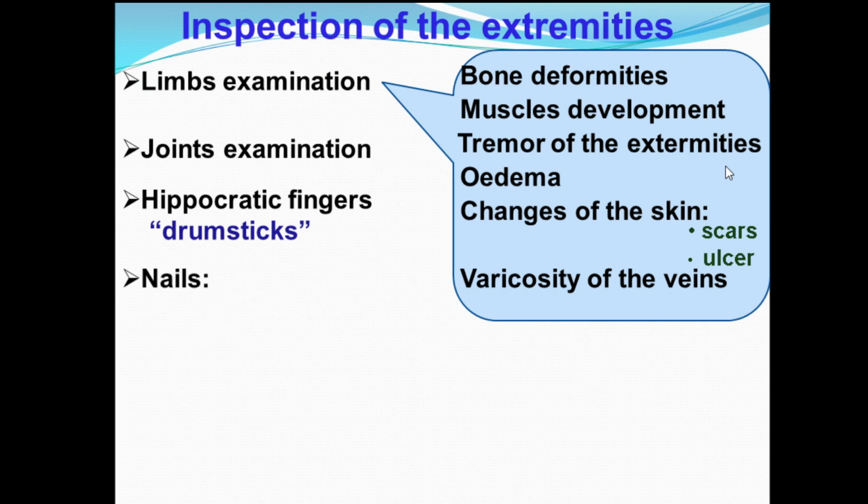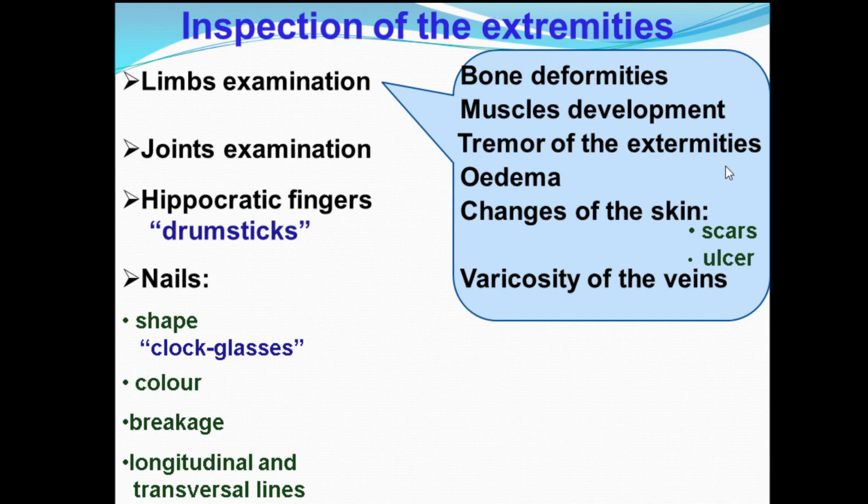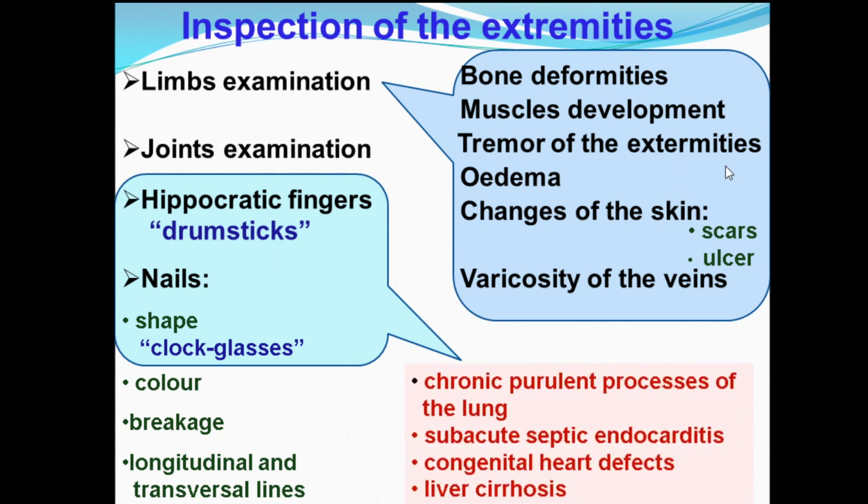We'll pay attention to nail characteristics, because some pathological shapes, such as clock glass nails, are characteristic of Hippocratic fingers. We'll pay attention to the color, which can early indicate hypoxia or some other problem. We can see breakage of the nails, which indicates some metabolic disorder, deficiency of some vitamins or microelements. Longitudinal and transverse lines on the nail can also indicate hypovitaminosis or deficiency of some microelement.